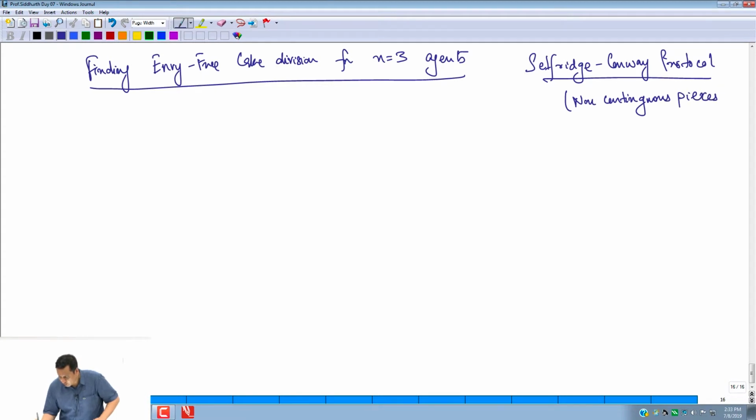This is going to be for non-contiguous pieces, and it's again going to be in the Robertson web query model. That is, you can run this protocol just by pinging the agents, asking them for their values, asking them to make cuts at particular points. Okay, so the protocol has 3 stages. Let's go over them one after the other.